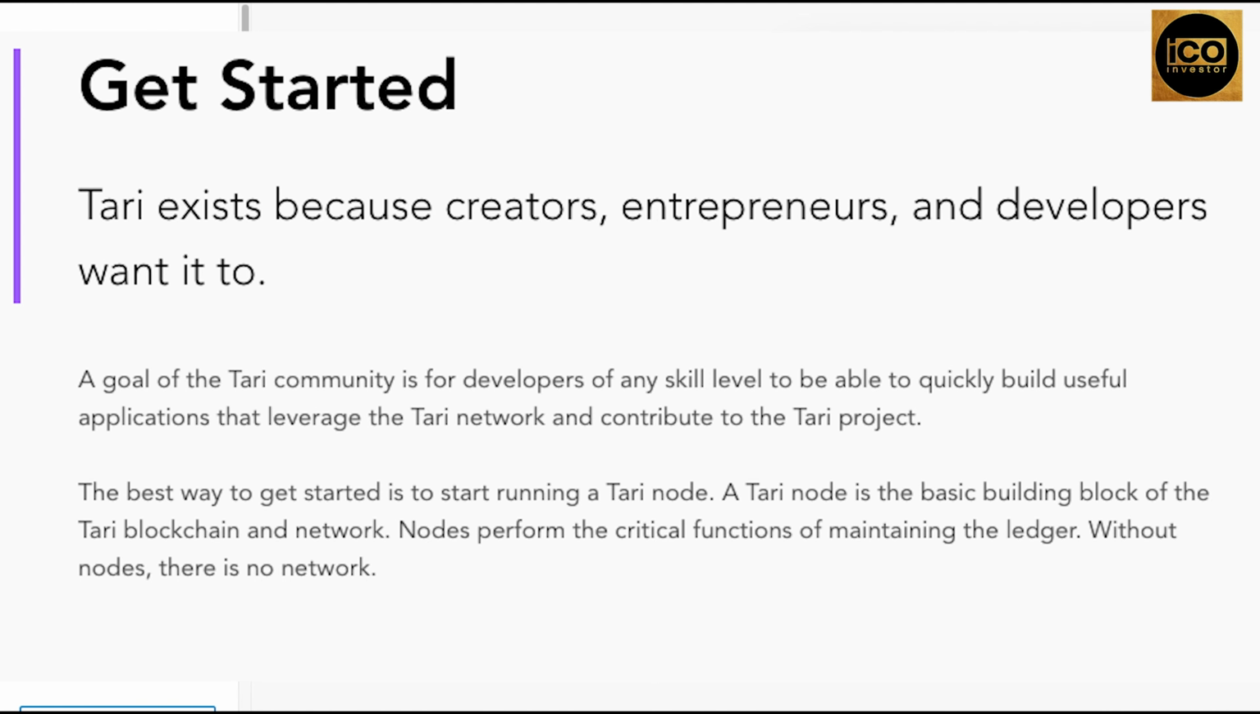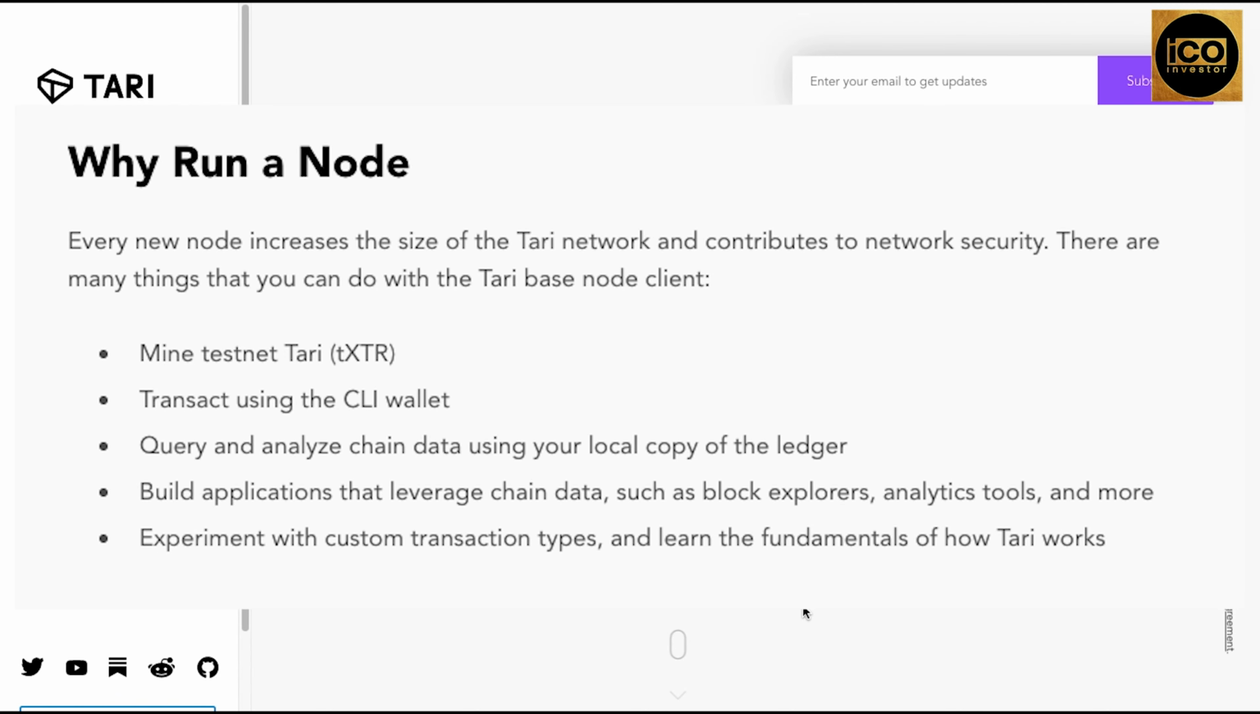A Tari node is the basic building block of the Tari blockchain and network. Nodes perform the critical functions of maintaining the ledger. Without nodes, there is no network. The best way to get started is to start running a Tari node. This is the most basic way to join the community and contribute to the project. Why run a node? Every additional node adds to the Tari network size and contributes to its security.